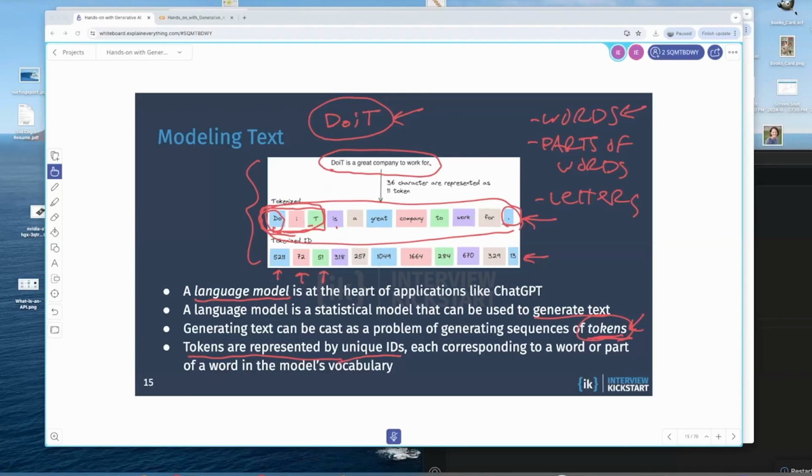And there's also a question about why not break "do it" into two separate words, "do" and "it," since it is a common word?